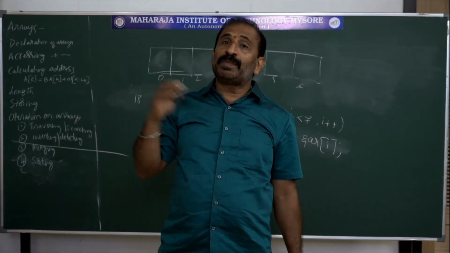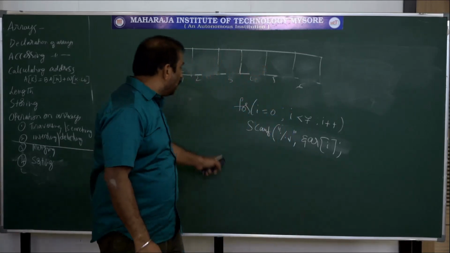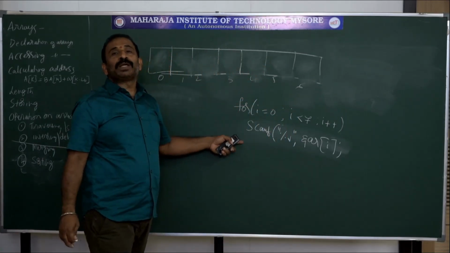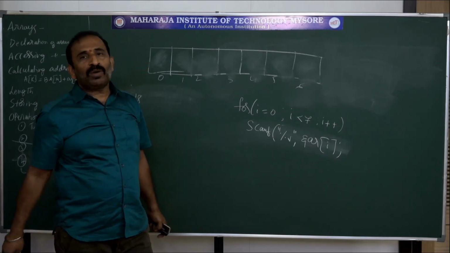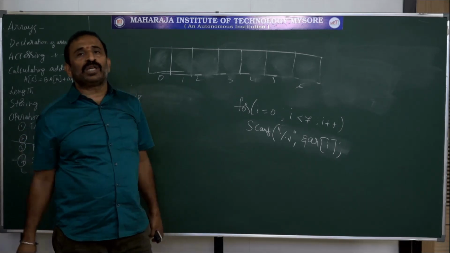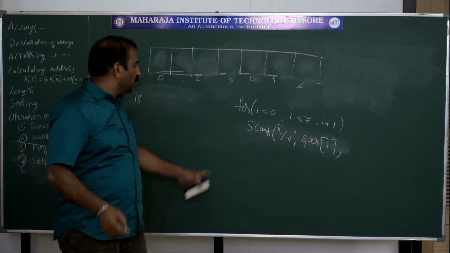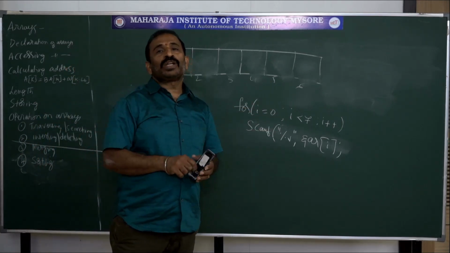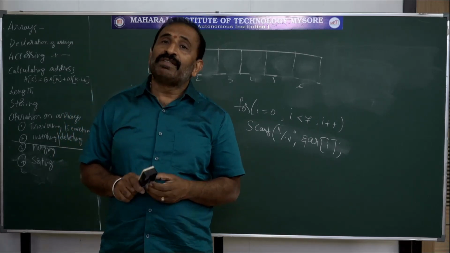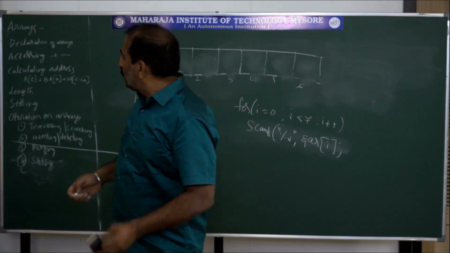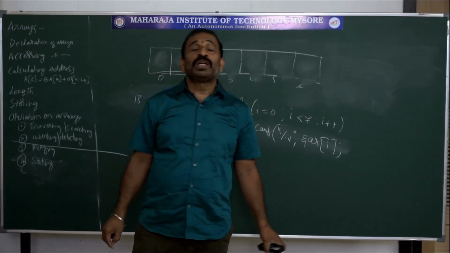We have seen this in the previous video. Or you can read all of them in this way. There is no rule that you have to do it through the for loop only. You can do it individually also. Individually you can just do the scanf and store it. So inserting an element is very easy. Right? Similarly, deleting an element.